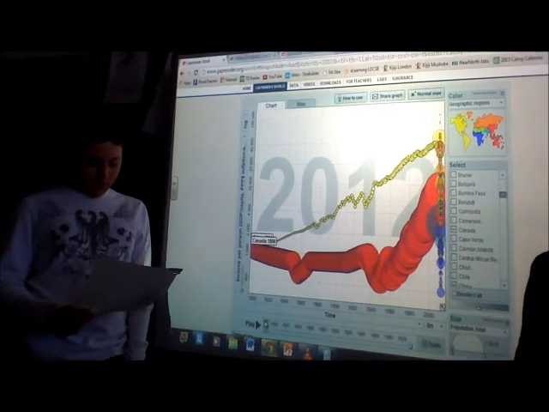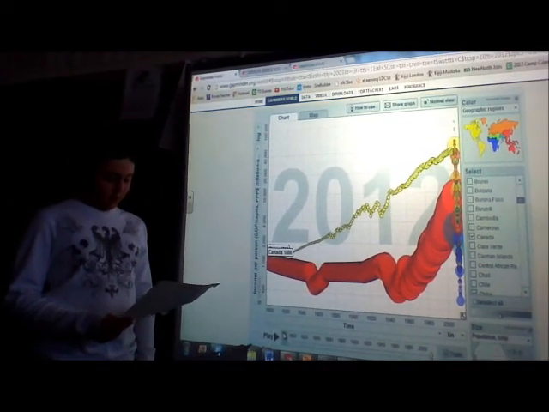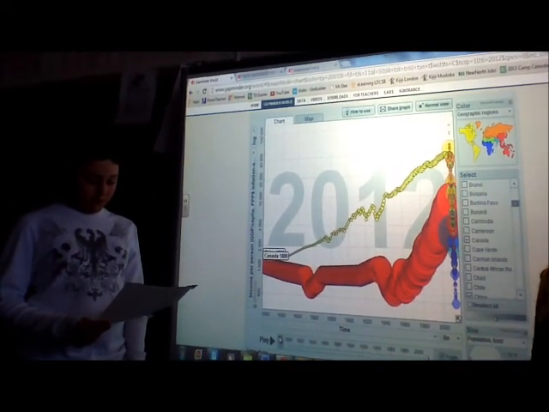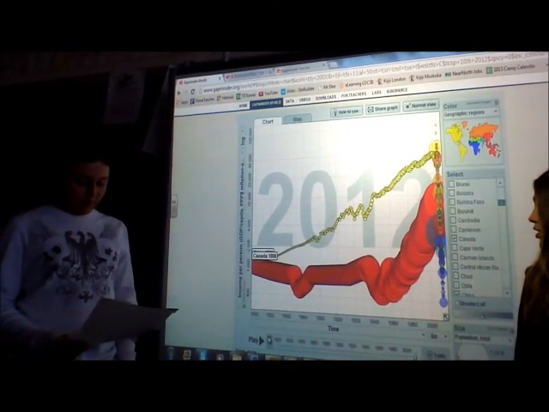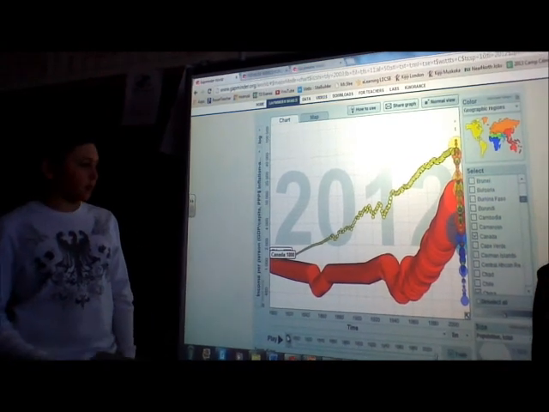This graph shows that Canada has always been ahead of China, but as the years have gone on, China has been increasing to close to what Canada's income per person is, and soon China could catch up to what Canada's income is.